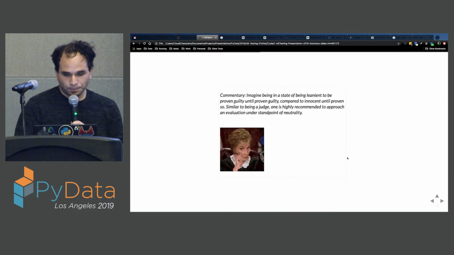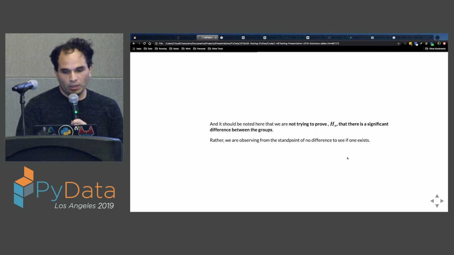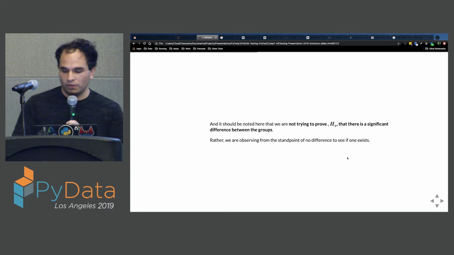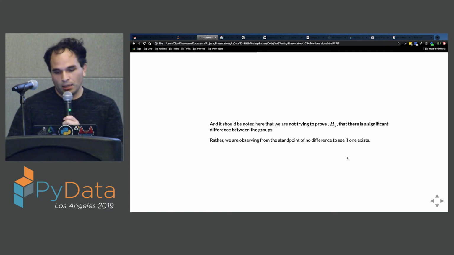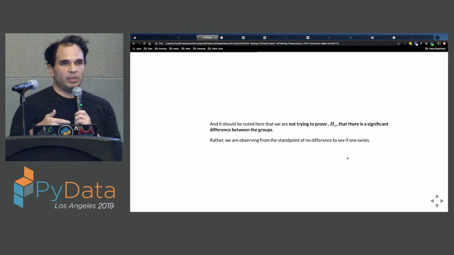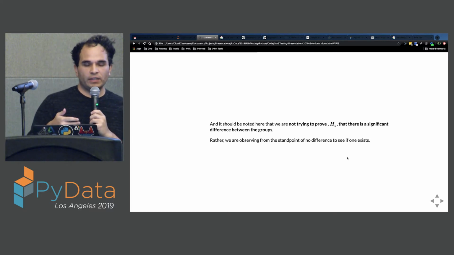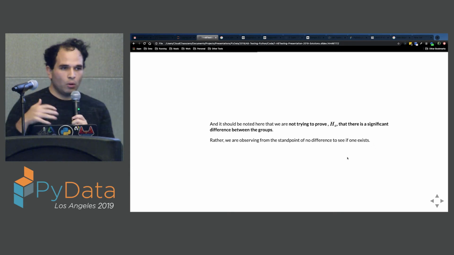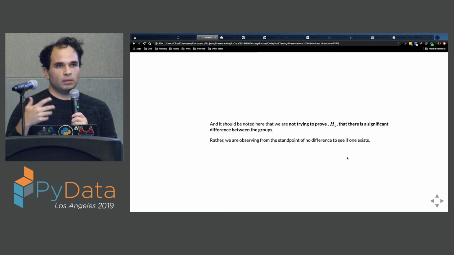And then here again, I want to emphasize that we are under the assumption that there is no difference between the 2 ads. And we're trying to determine if there is a significant difference between the 2 ads, or, more abstractly, are we trying to identify if there is a statistically significant difference between these 2 groups?